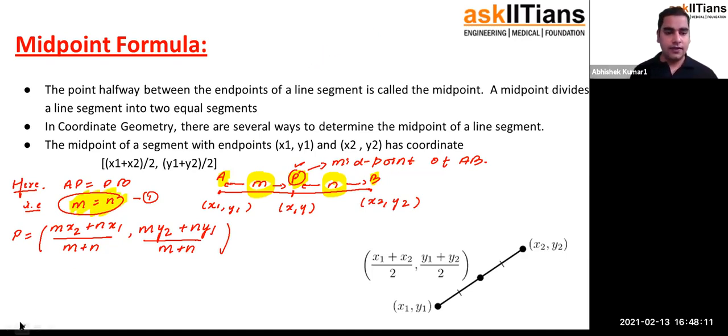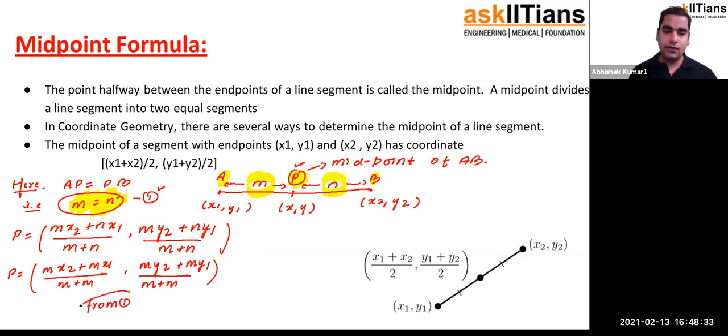Okay, so if I use this first result, what will I get? I'll get P is equal to mx2 plus mx1 upon m plus m, right? That's what I'll get. Here I'll get my2 plus my1 upon m plus m, right? That's what I'll get. And this is from result number 1 because m is equal to n.